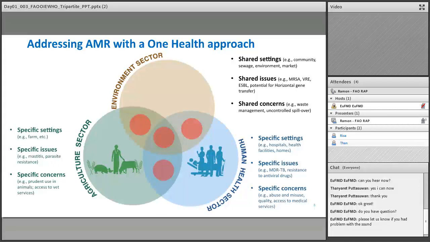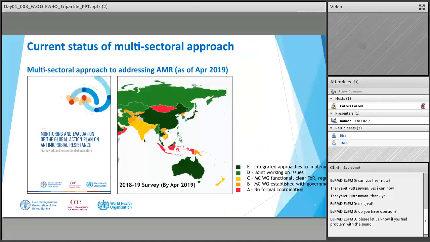These red circles are really where One Health takes place, about the shared settings, the shared issues, and the shared concerns. And it's all about communication, collaboration, sharing information, and understanding what the links are, and the policy and implementation activities that are required across these boundaries to help prevent this transfer.